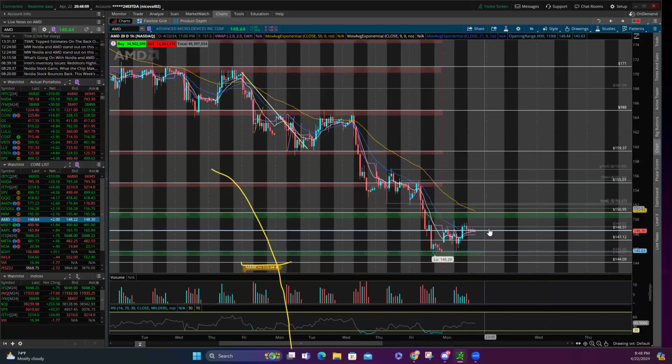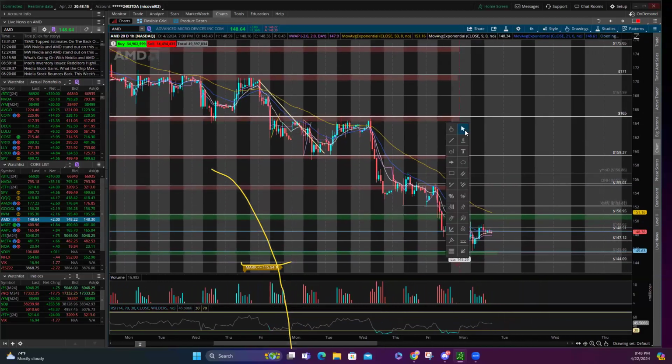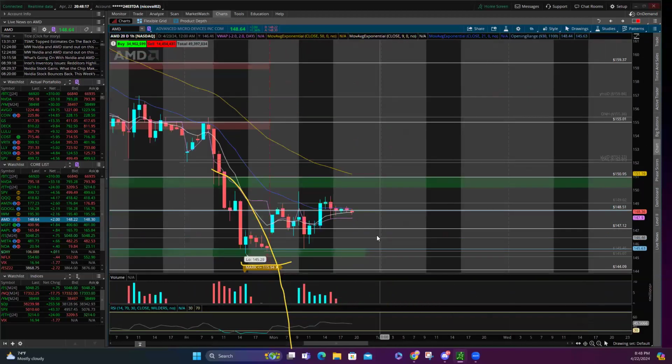Because normally this is what happens. And then tomorrow, between today and tomorrow, what we're going to expect is on the 1 hour, what happens with this level? Are we going to hold it? Are we going to hold above? Or are we going to go below? That's the only thing that I care about in AMD for tomorrow.